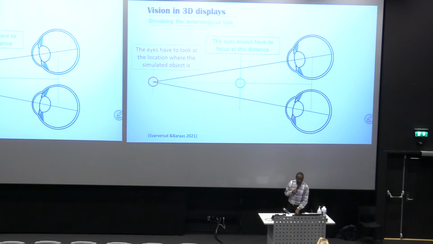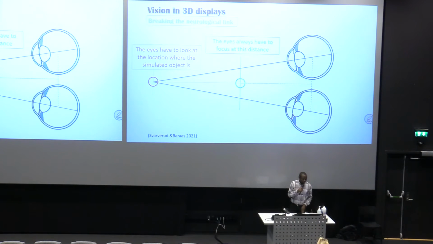So what happens in 3D display, for example? The neurological linkage is broken in such a way that our eyes always have to focus at distance. And when we are focusing at distance, the ability to make an object clear is usually limited by the 3D display. If we take, for example, HoloLens, a technology from Microsoft, or virtual reality, they have a focus distance of 2 meters. So you can make things clear at 2 meters.